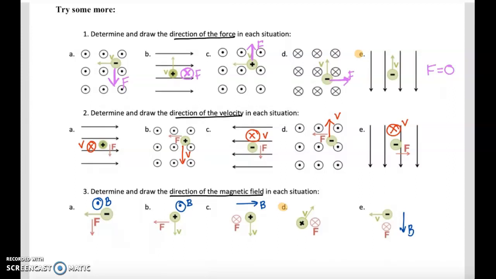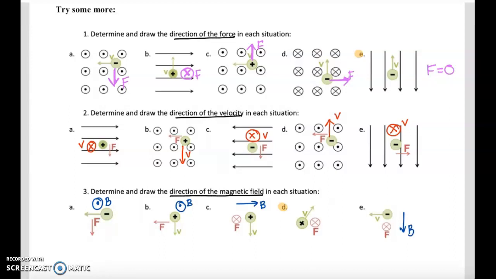So let's take a look at D. Notice that our velocity is at a funky angle. So your thumb, your velocity, needs to go up and to the right. Your middle finger, force, is still into the page. And we're looking for the pointer finger, the B, or magnetic field, and that's somewhere down and to the right.